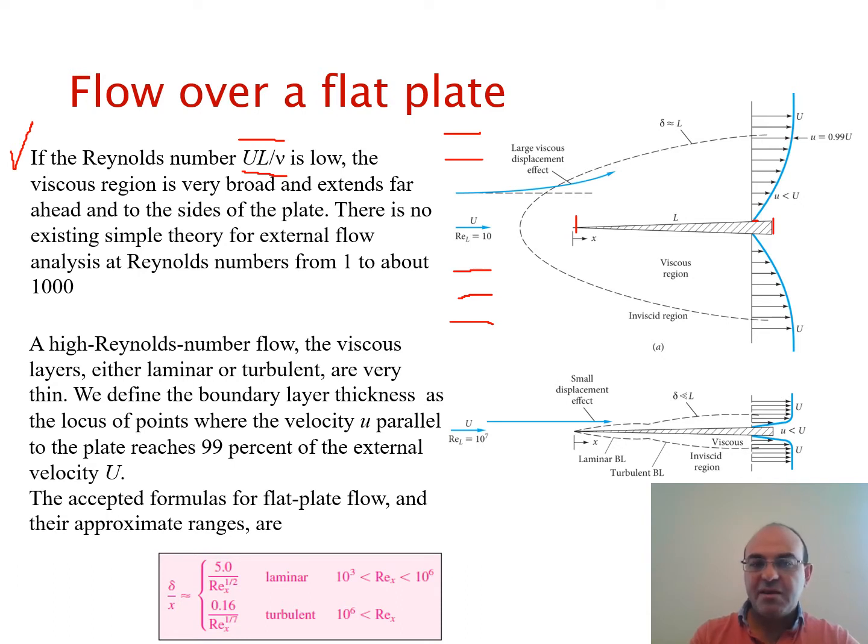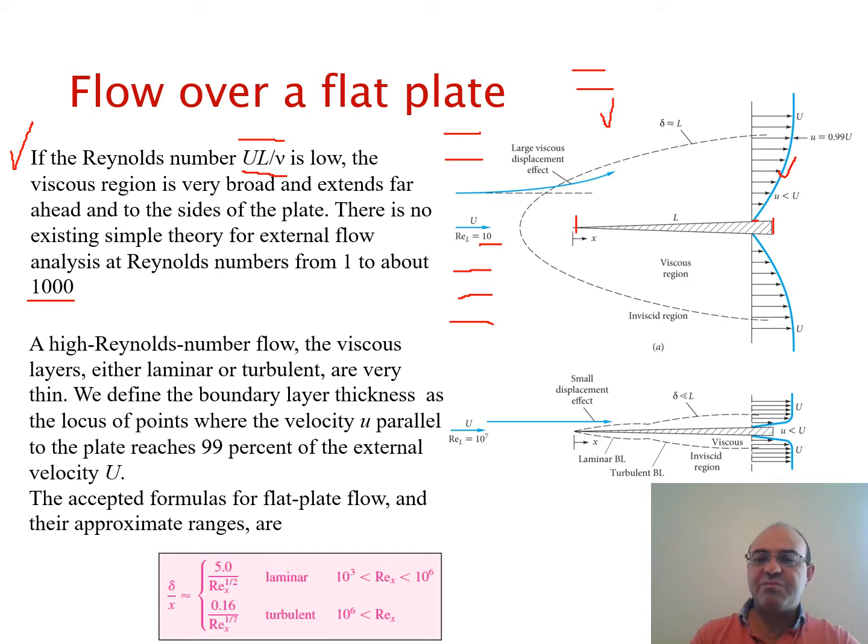There is no existing simple theory for external flow analysis at Reynolds numbers from 1 to about 1000. If the Reynolds number is small, less than 1000, the viscous effect that you see shown by this dashed line is very broad. Essentially outside this dashed line you have constant velocity U, and inside of it you have a velocity profile as shown here. However, theoretically it is not easy to analyze because the viscous region is sort of unknown. What it means is that it is difficult to simplify the governing equations, which are the Navier-Stokes equations.